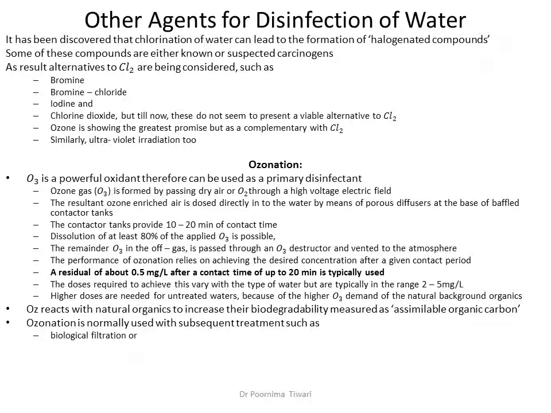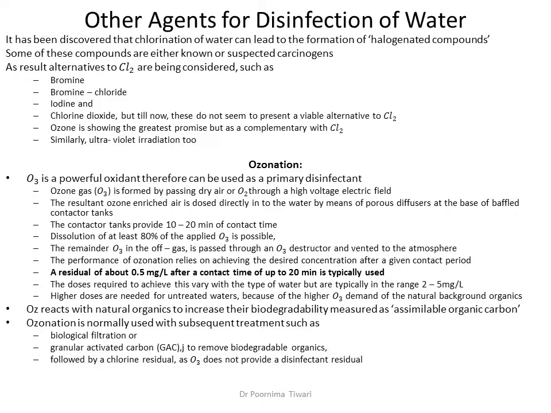Either pre-treatment with filtration and then ozonation, or subsequent activation with granular activated carbon followed by chlorination, because it provides chlorine residual, because ozone does not provide residual disinfection. Ozone is effective for degradation of a wide range of pesticides and other organic chemicals if that is a concern.